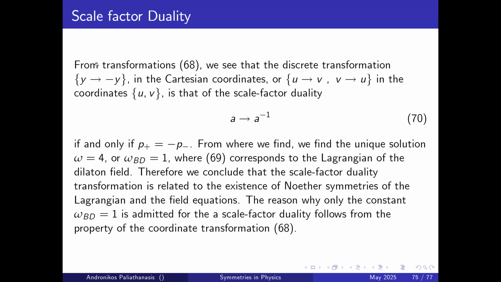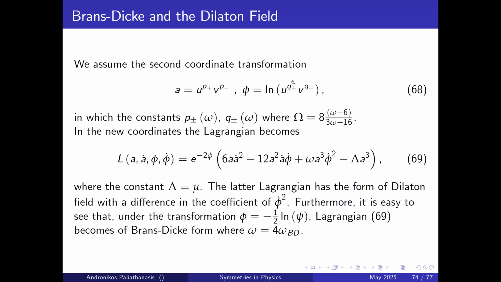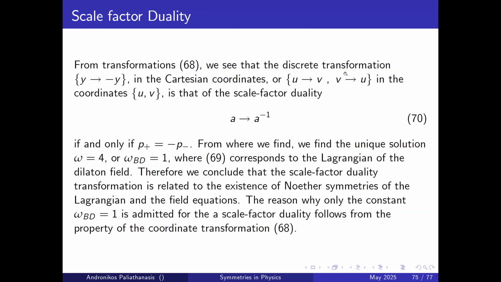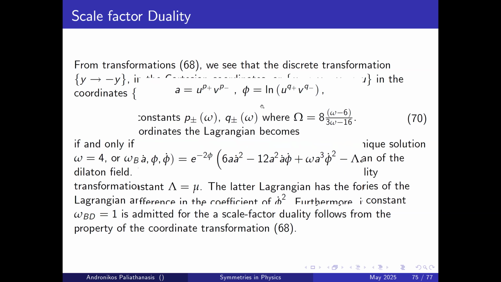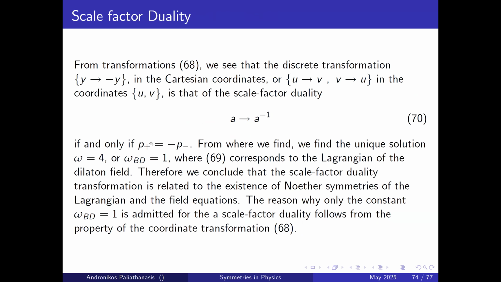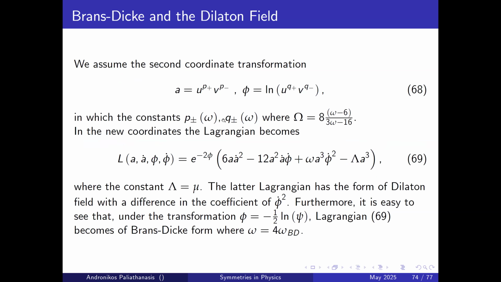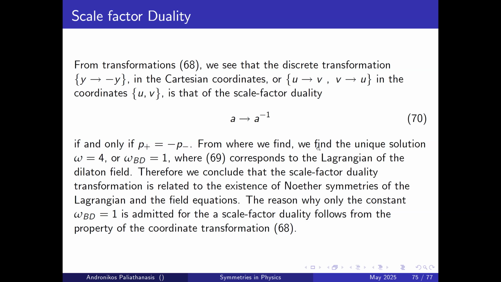From transformation 68, if we take this discrete transformation y to minus y in the Cartesian coordinates u, v, in the coordinates A, phi this reads as the following transformation: A equals A bar, a to a to the minus 1, if and only if p plus equals minus p minus. This constraint gives us a specific value for the free parameter omega that we have here. From where we find that there exists only a unique solution when omega equals 1 or omega plus equals 1, where 69 corresponds to the Lagrangian of the dilaton field.